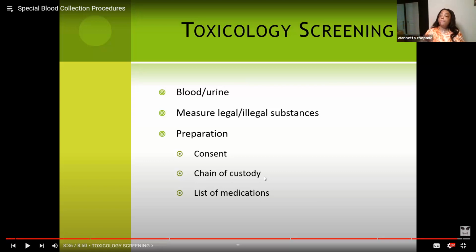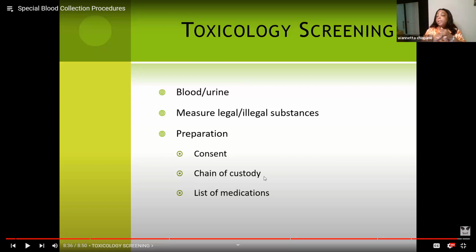So if it's ordered by the courts, not only will you have your requisition, because of course it was ordered by the court, a medical court doctor, you also get your patient's consent, because the patient needs to know. Don't forget this was court ordered, okay? Then you need your chain of custody form. So you have all of this with your specimens.